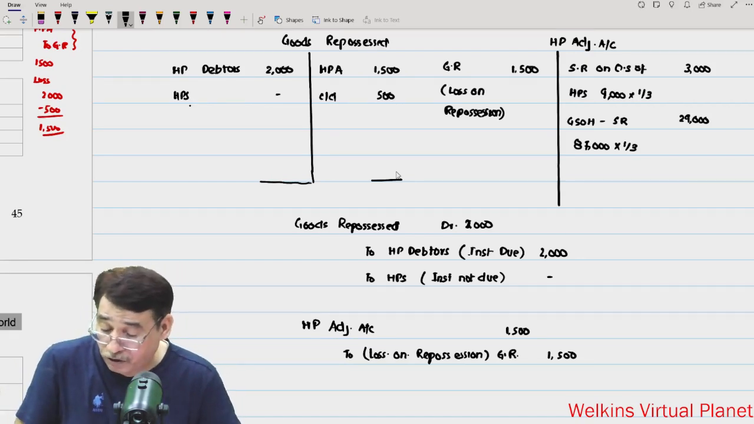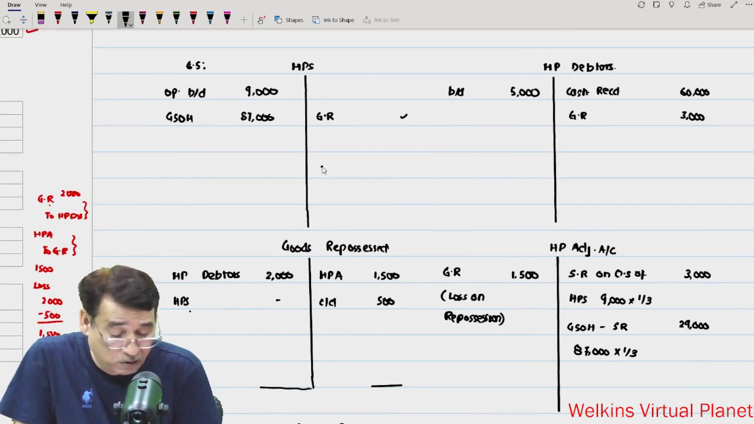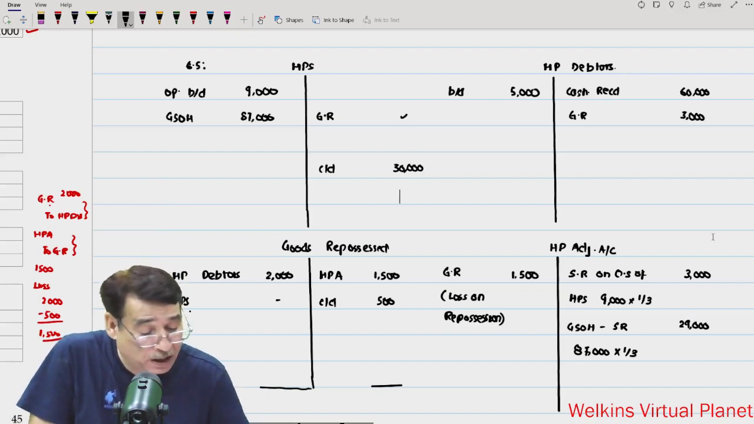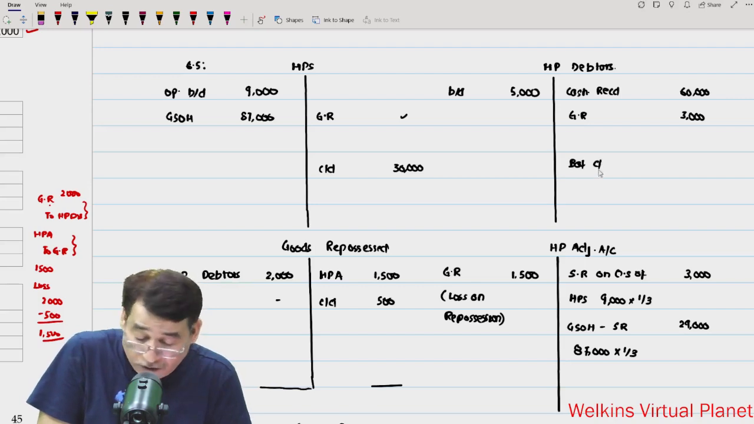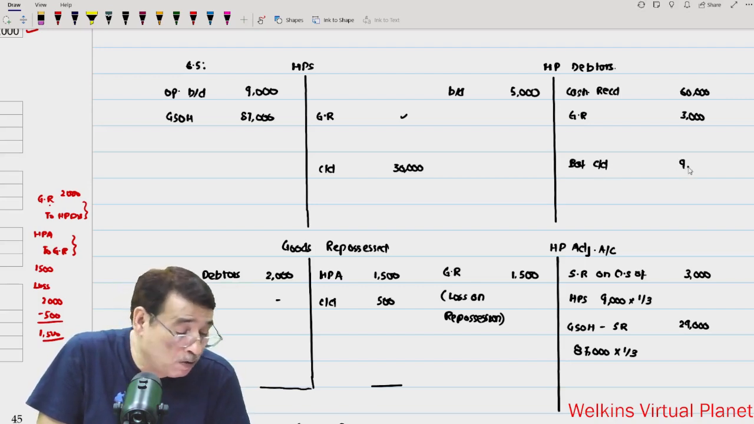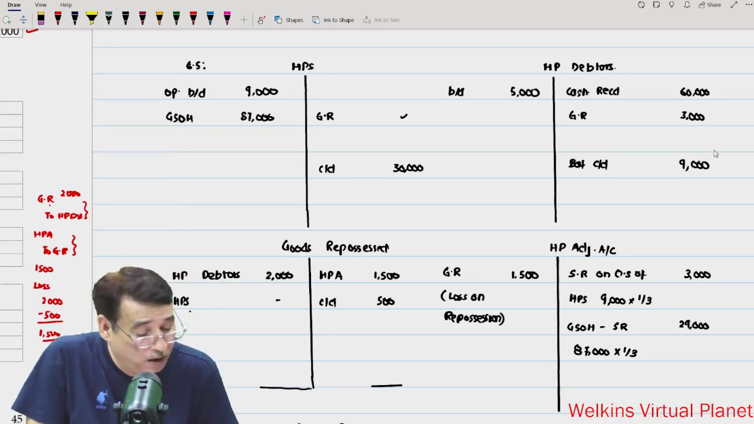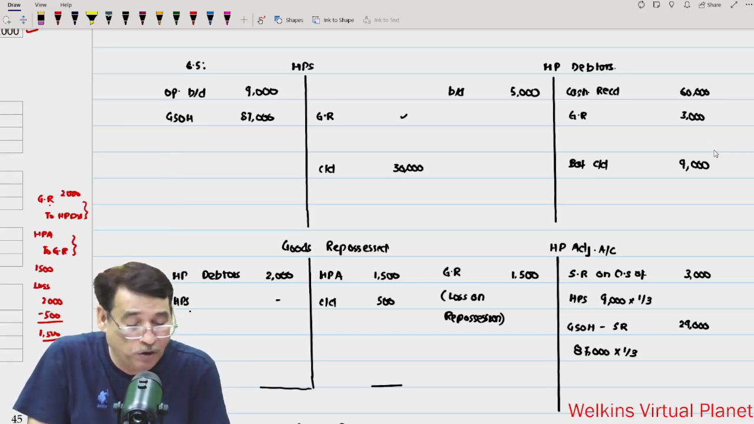Next item in the question is given to you, hire purchase stock at selling price 30,000. Hire purchase stock account at selling price, so balance carried down. Hire purchase stock closing balance is given. That means installment not due during the year is 30,000. An installment due closing balance, that means hire purchase debtors balance, is given to you as 9,000. Goods repossessed account is already prepared. Hire purchase adjustment account will always be prepared later on because these are the common accounts.